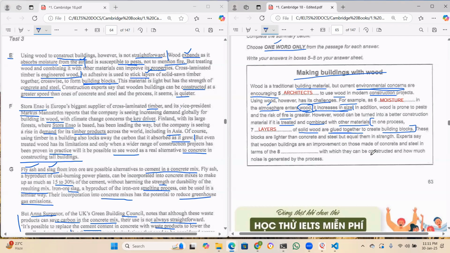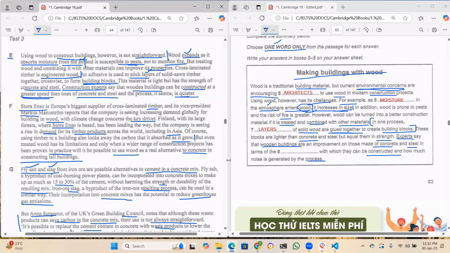Okay. Right. Now, these blocks are lighter than concrete and steel but equal them in strength. Experts say that wooden buildings are an improvement on those made of concrete and steel in terms of the dash with which they can be constructed and how much noise is generated by the process. Okay. Now, what is the last answer? He's talking about some experts. Okay, so we are here. This material is light but has the strength of a concrete and steel. Construction experts, okay, he's talking about experts now, say that wooden buildings can be constructed at a greater speed than ones of concrete and steel, and the process is quieter.